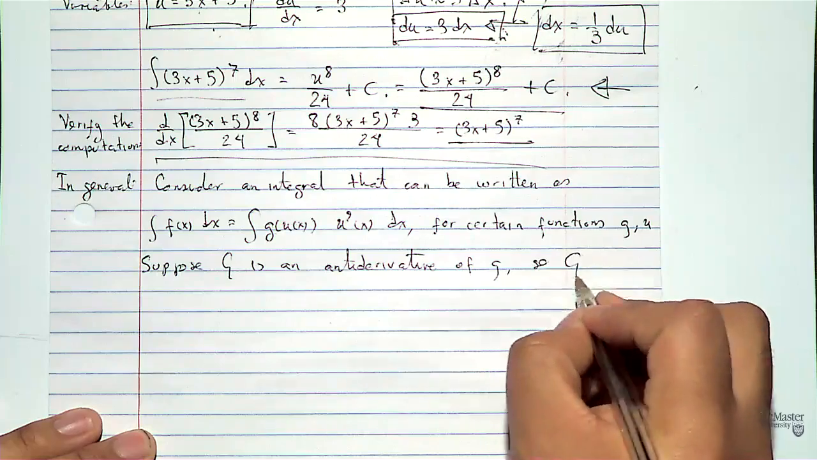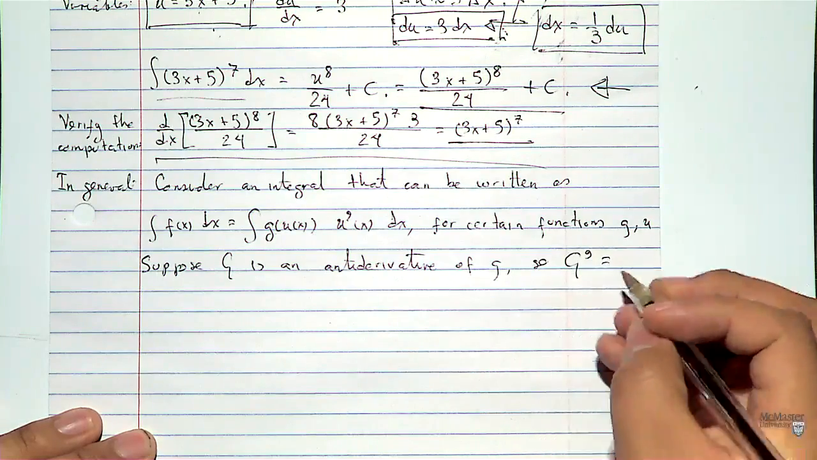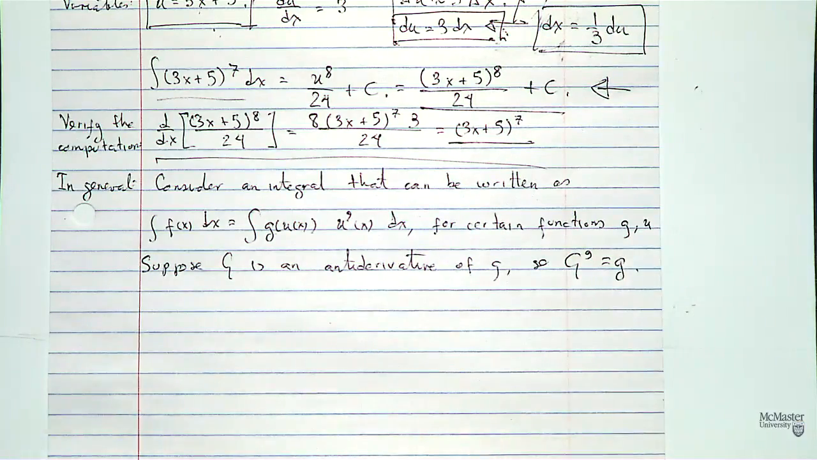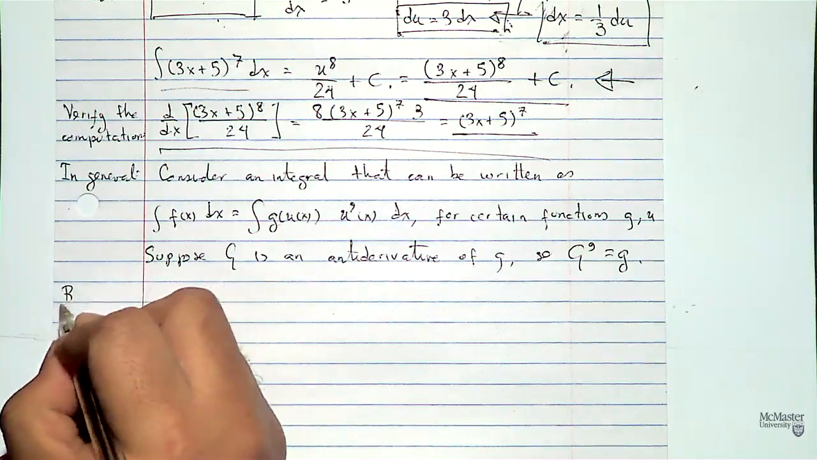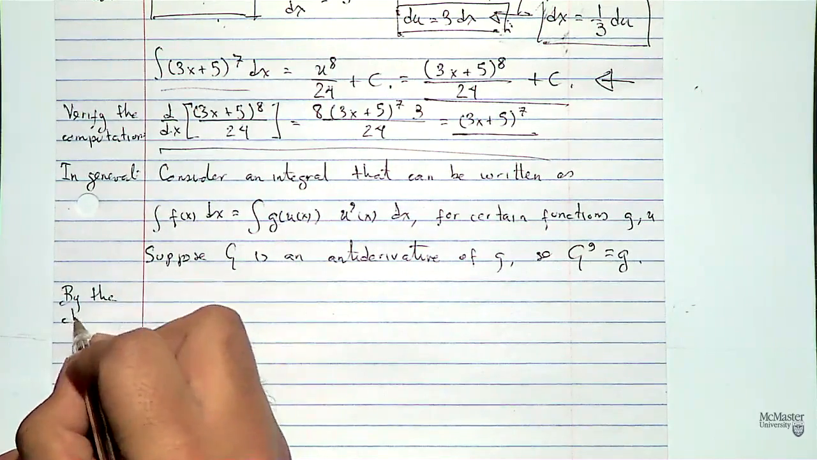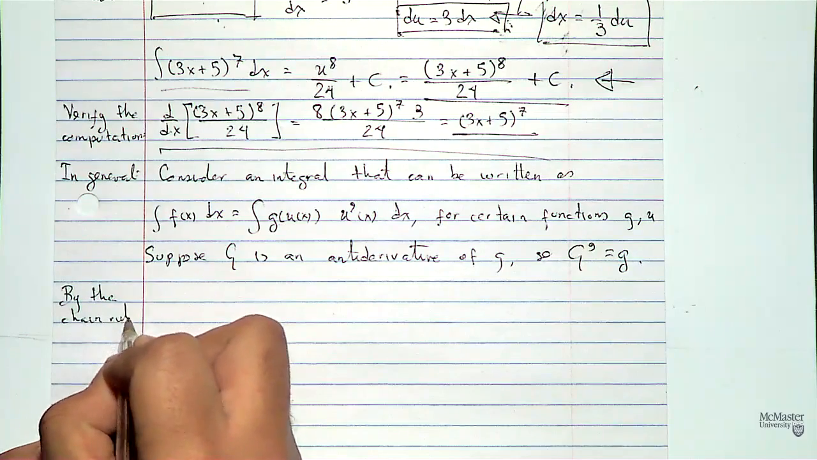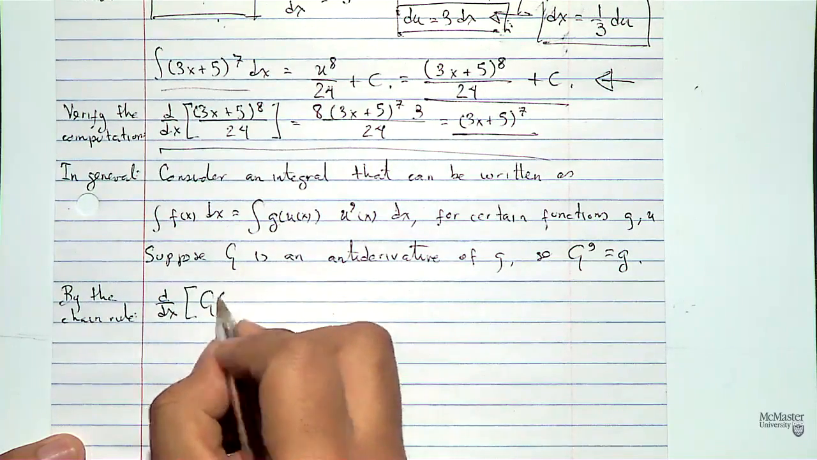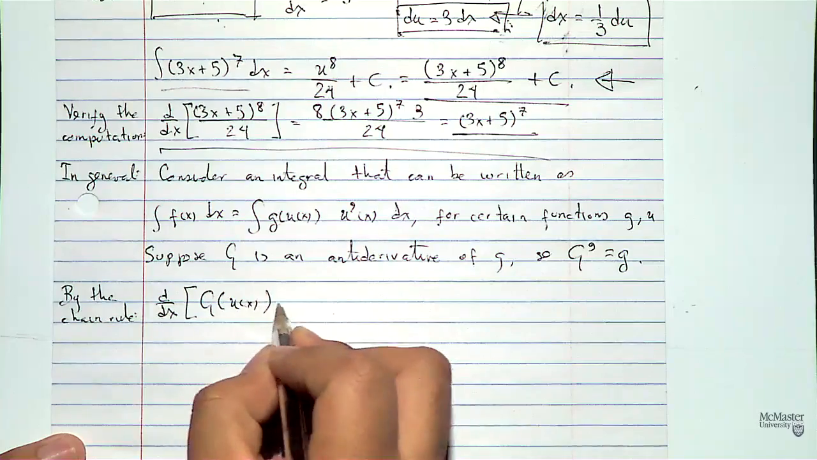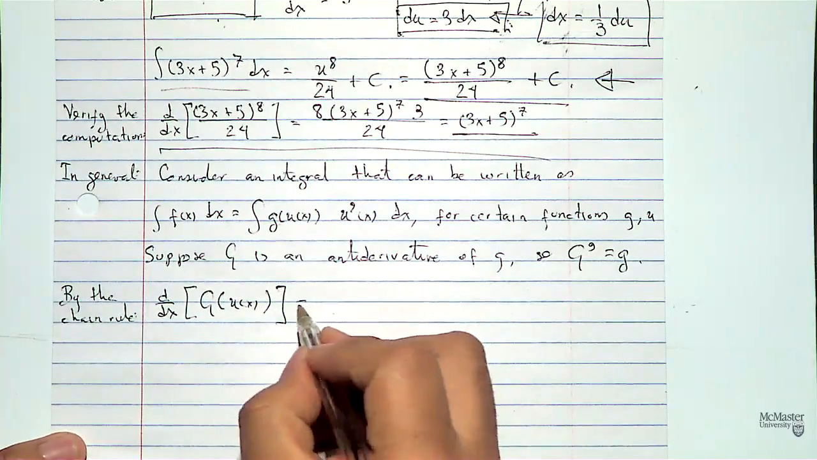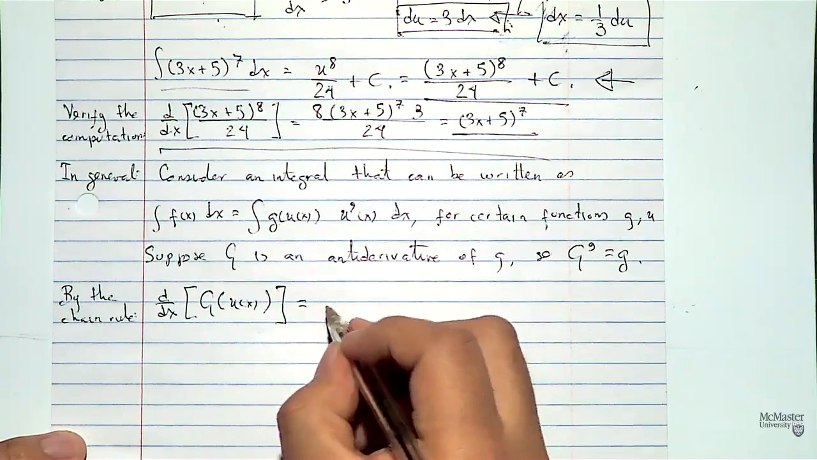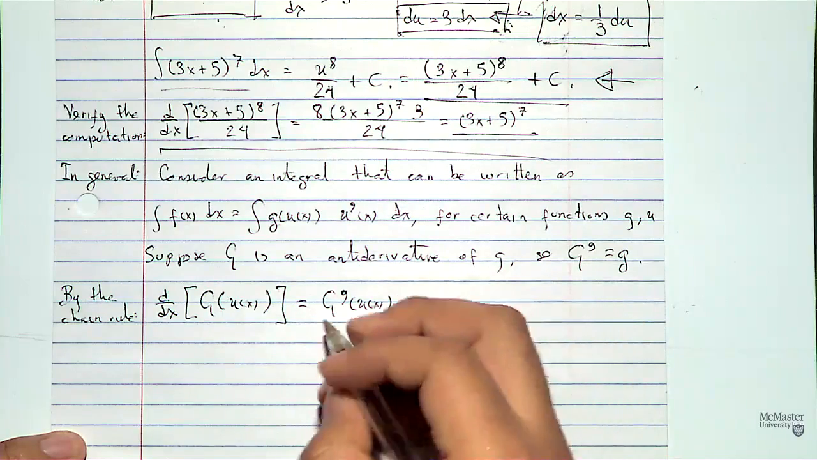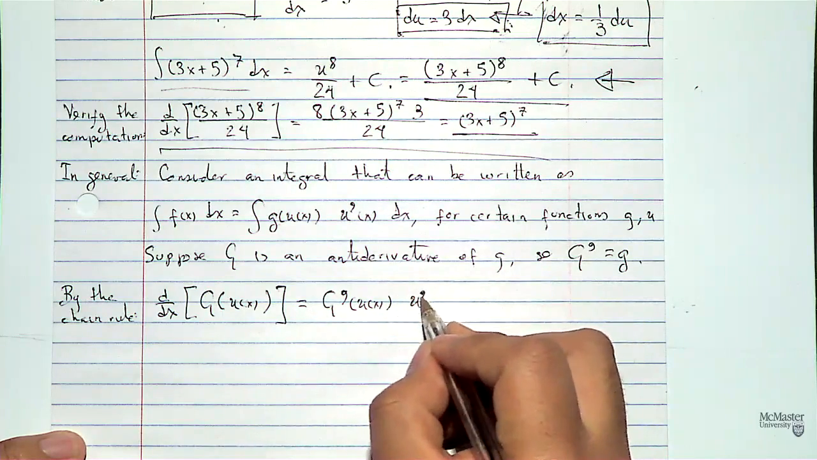So what you have is that G prime, the derivative of capital G, is equal to little g. Okay, that's why it's the antiderivative. Now, by the chain rule, if I take the derivative of a function G of u of x, so it's compounded, you have a composition of functions, you use the chain rule, right? First you have G prime evaluated at the point u of x, and then you have the derivative of the argument, which is u prime of x.